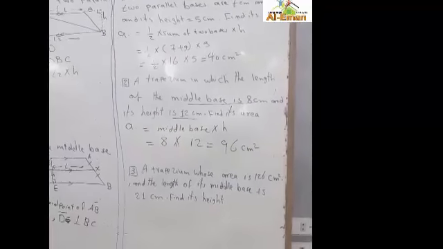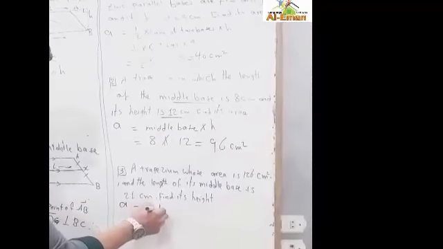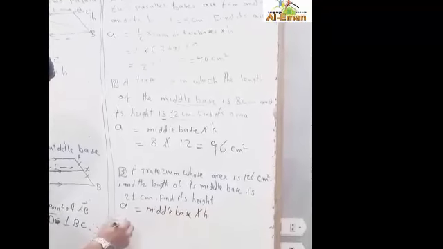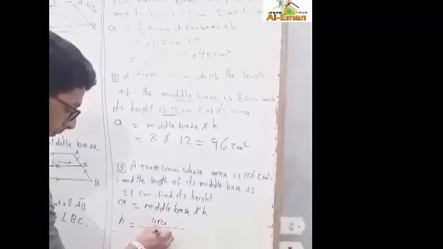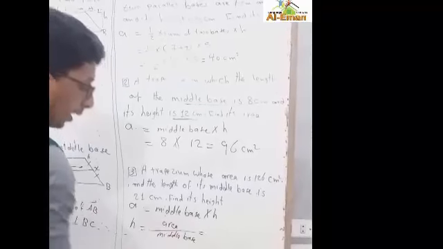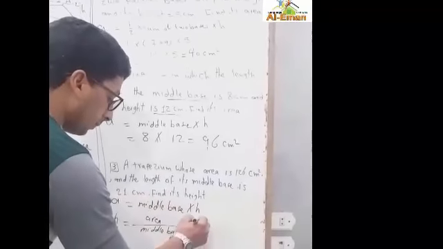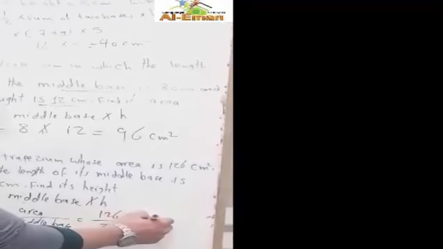The last one: a trapezium whose area is 126 centimeter square and the length of its middle base is 21. Find the height. Here the area equals the middle base times the height. Then the height equals the area over the middle base, which equals 126 over 21, and it will be 6 centimeter.